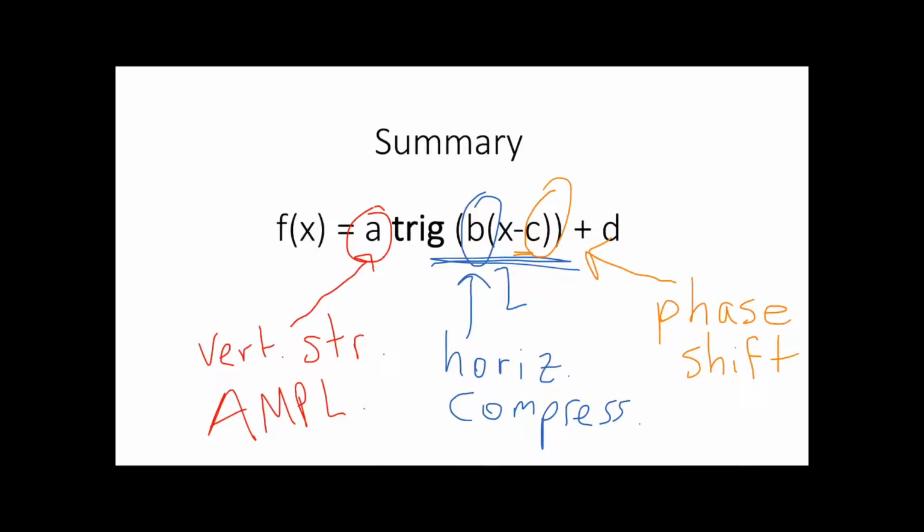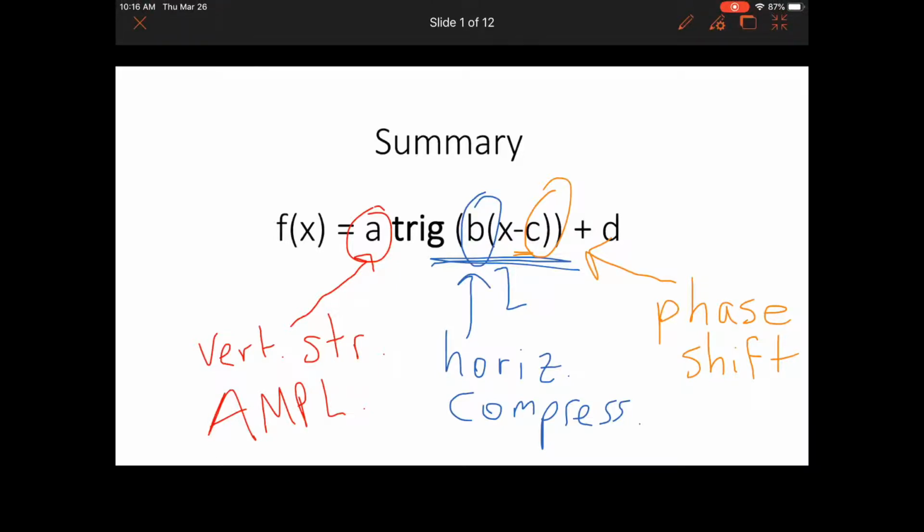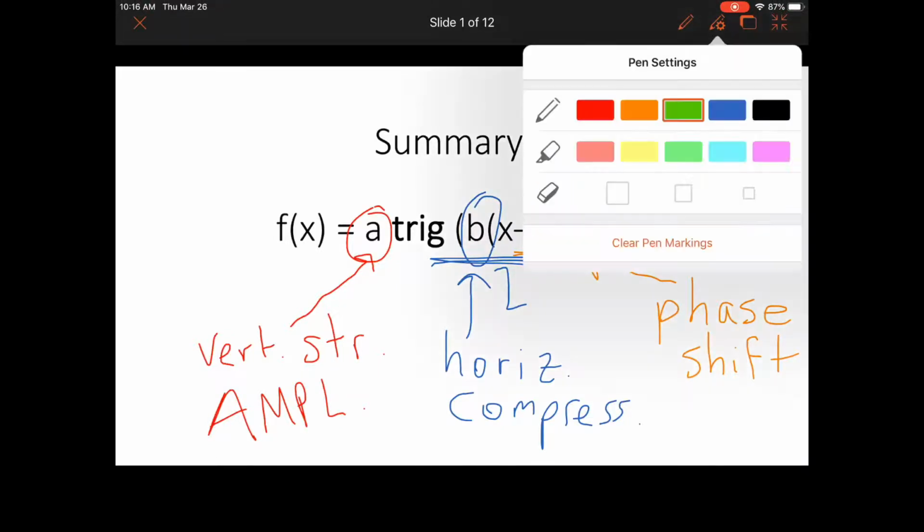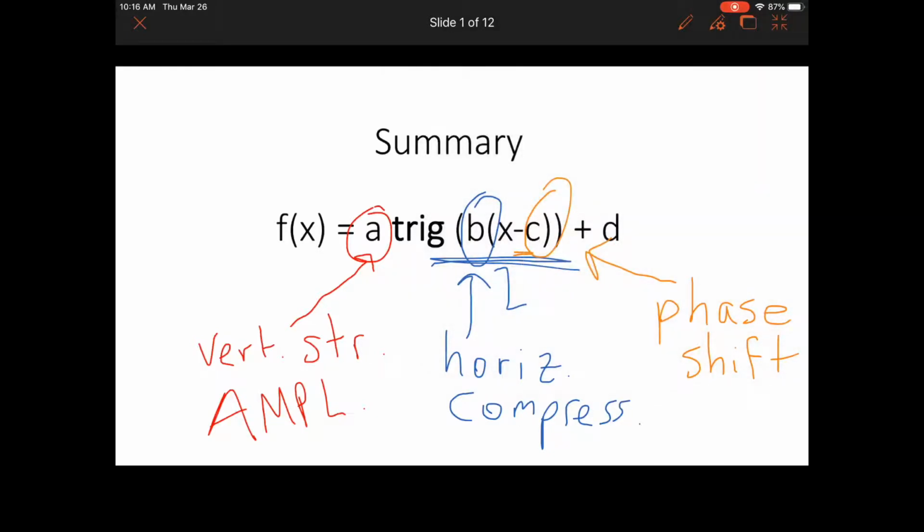Last but not least, we have a vertical shift. You could call it a vertical shift. A lot of people also refer to it as the sinusoidal axis that will shift. What do I mean by a sinusoidal axis? It's actually not that weird.